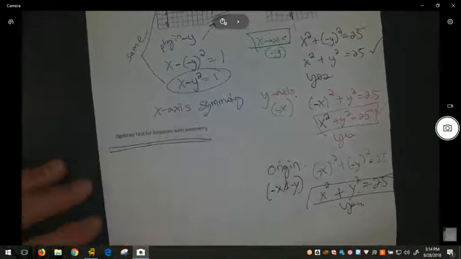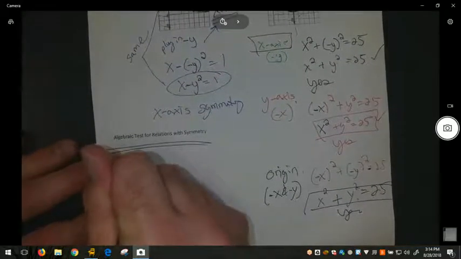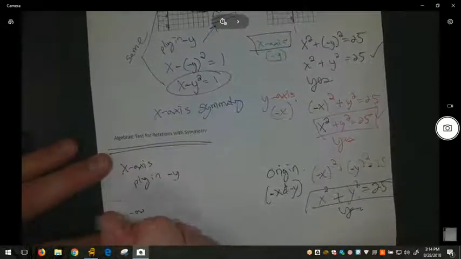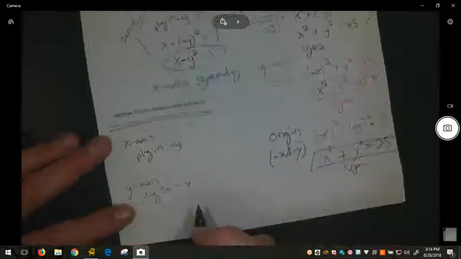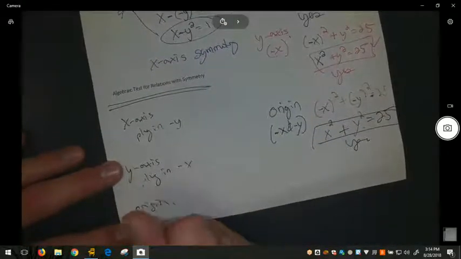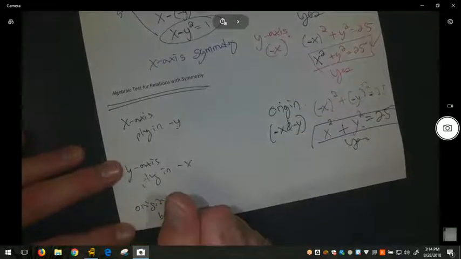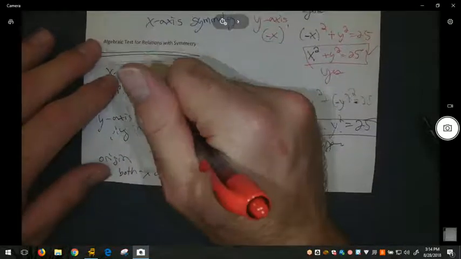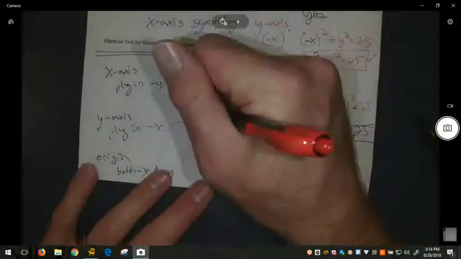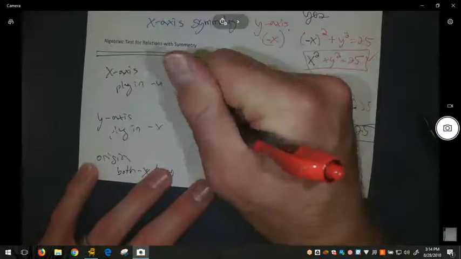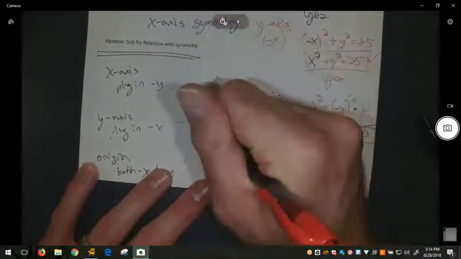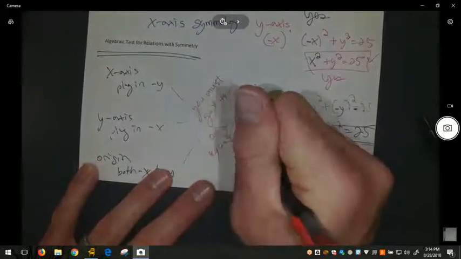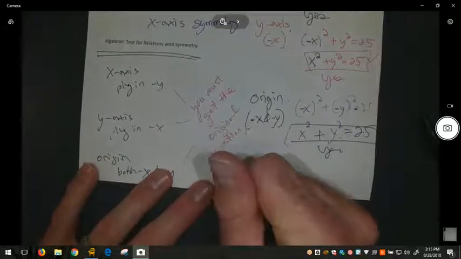The algebraic test for relations with symmetry: for x-axis, plug in the opposite of y; for y-axis, plug in the opposite of x. For origin, plug in both the opposite of x and the opposite of y. And for them to have it, for each one of them individually, you must get the original equation, or it doesn't have that symmetry.